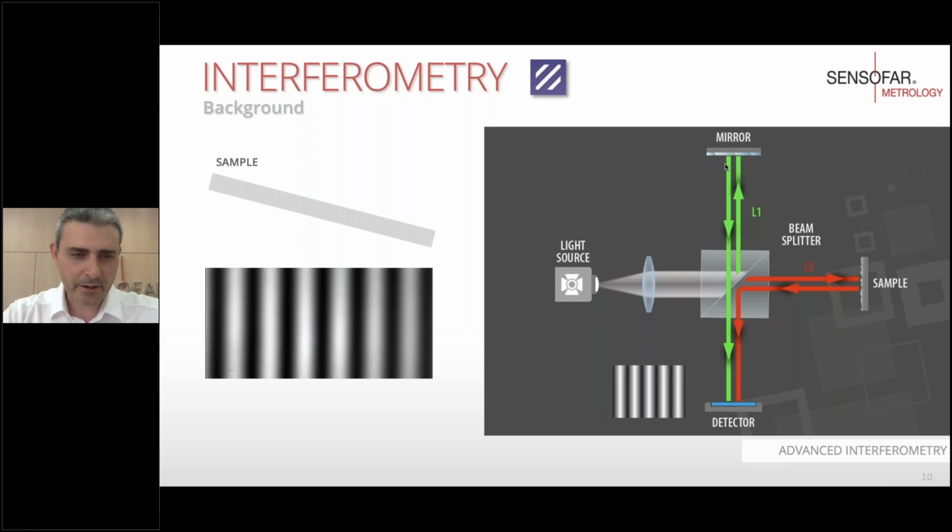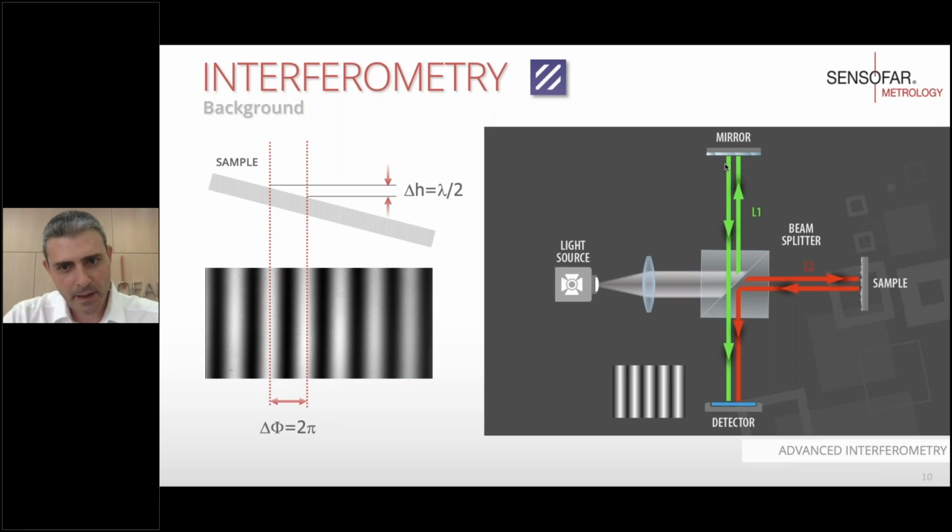So just for better understanding, what does it mean? Imagine we have a sample that is tilted at a given angle with respect to the optical axis. And then we have a reference mirror, the one on the top of that slide, that is completely perpendicular to the optical axis. So there are portions of that sample that will have an optical path difference from the beam splitter to the reference mirror that are exactly the same quantity multiplied by 2 pi.